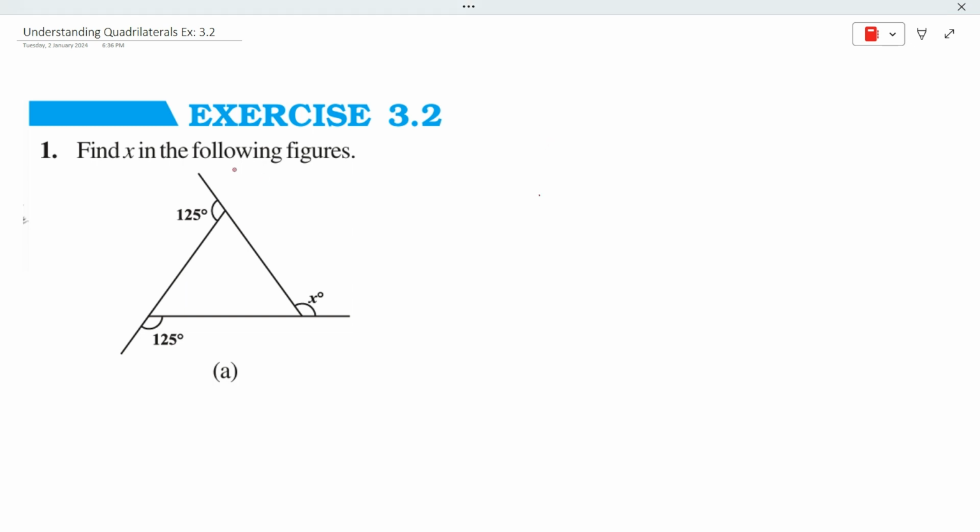Question number 1, find x in the following figure. So you can see the angle x is nothing but the exterior angle, right? And what is the shape of the polygon? It is a triangle. So for any polygon, the sum of the measures of the exterior angles is going to be 360 degrees, isn't it? So I'm going to add all the exterior angles and equate to 360 degrees.